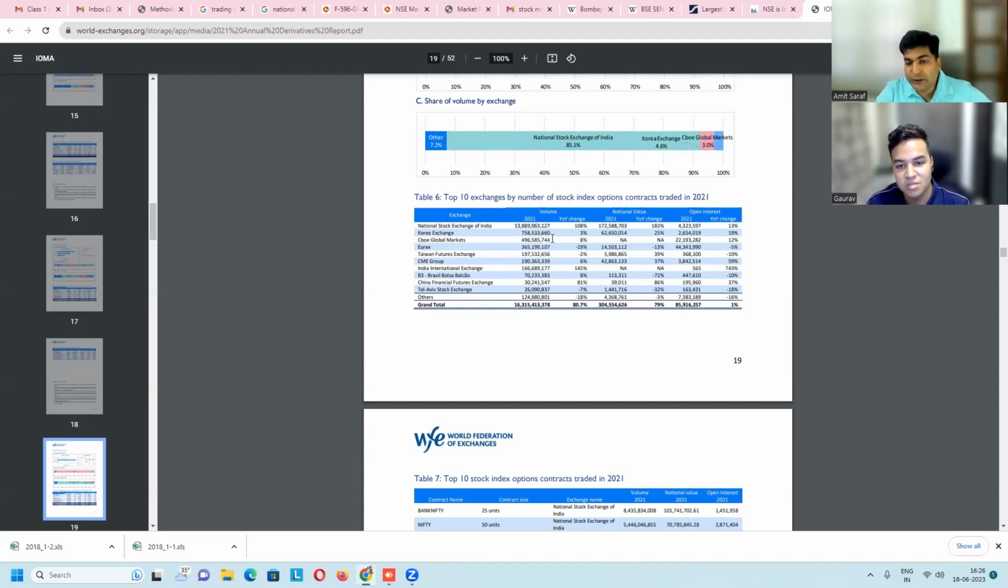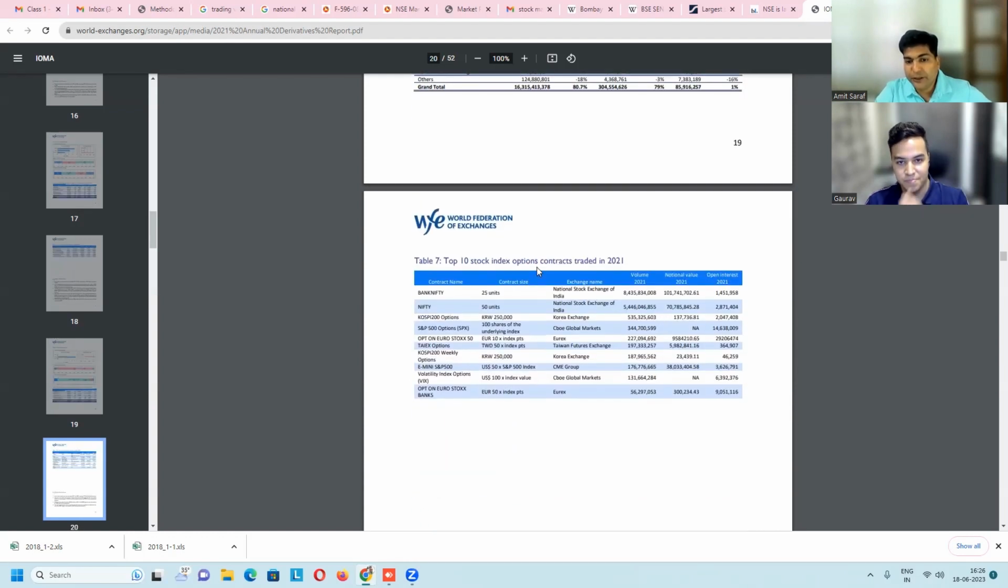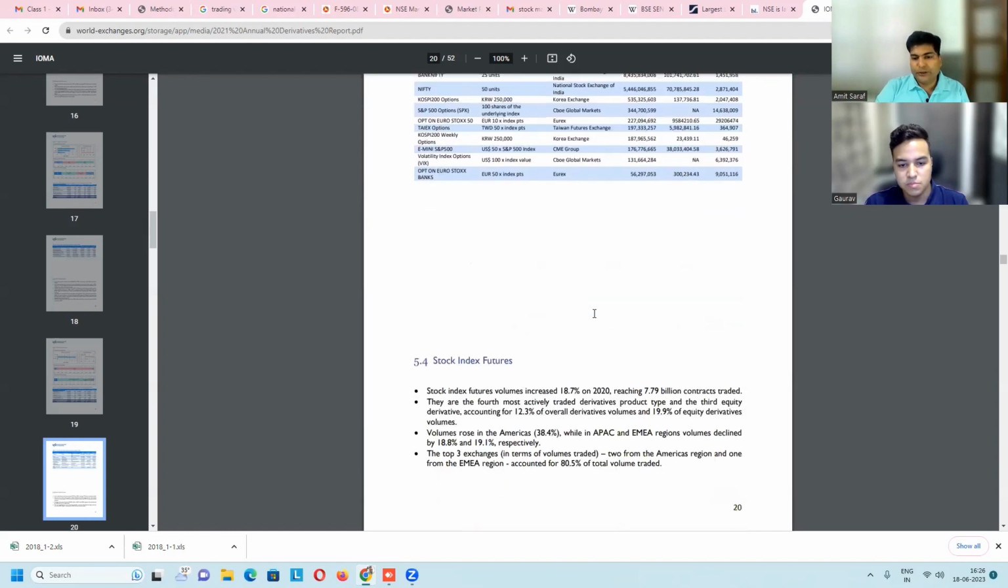It is a big number. I am not even able to read it. I believe it is somewhere about 13 billion contracts traded annually. The most traded instruments are Bank Nifty and Nifty. These are the two most traded index options derivatives across the world, and this honor is with Indian stock exchanges and mainly with NSE.